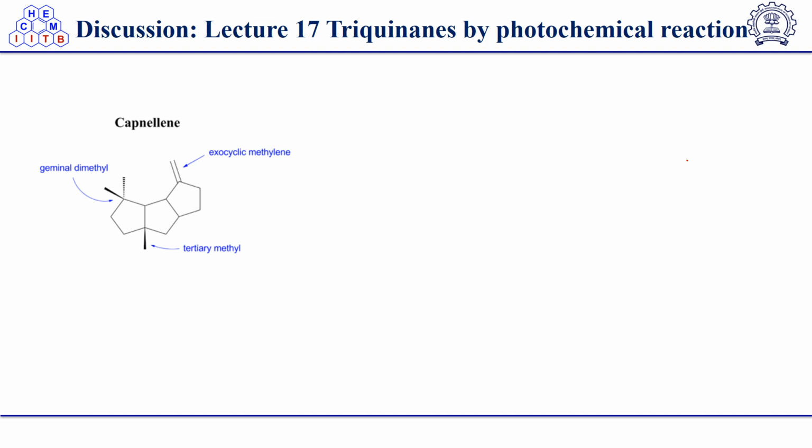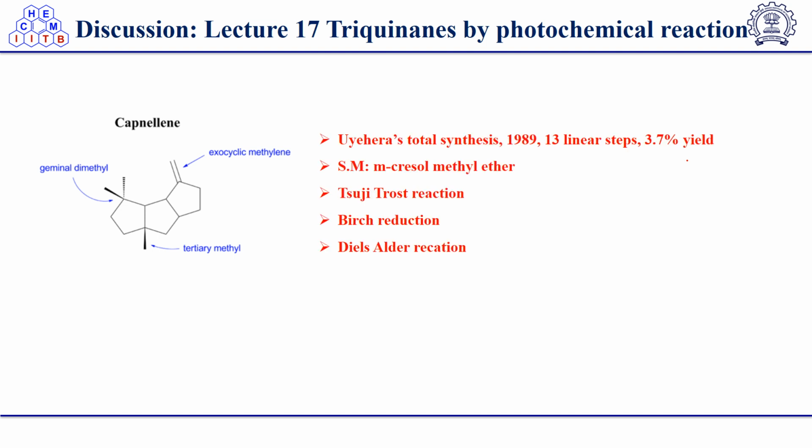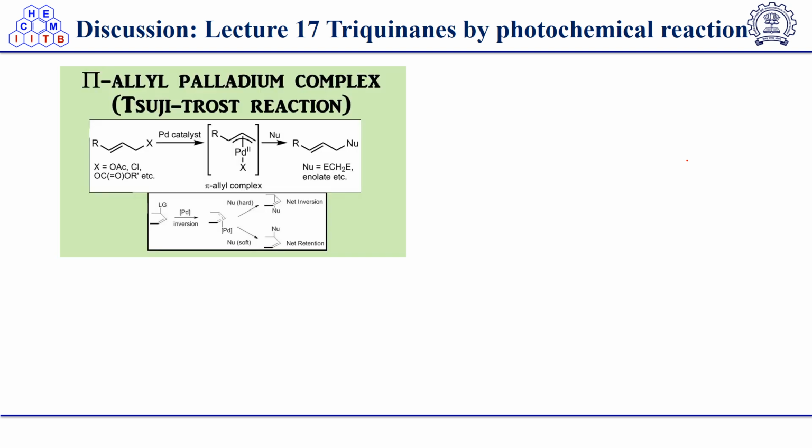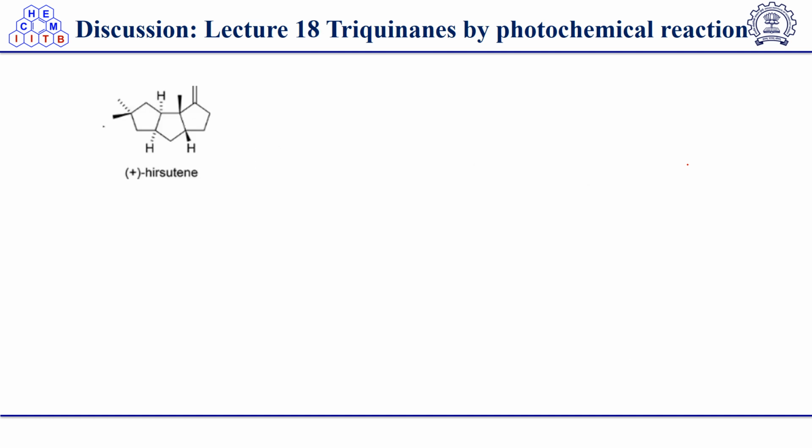Then we saw the total synthesis of capnellene by the Ueda group in 1989, with 13 linear steps and 3.7 percent overall yield, with meta-cresol methyl ether as the starting material, and the reactions involved are the Tsuji-Trost reaction, Birch reduction and Diels-Alder reaction. And we saw the mechanism for the Tsuji-Trost reaction, which proceeds through the formation of a pi-allyl palladium complex, catalyzed by a palladium catalyst. So now moving to the next lecture, that is also triquinanes by photochemical reaction.